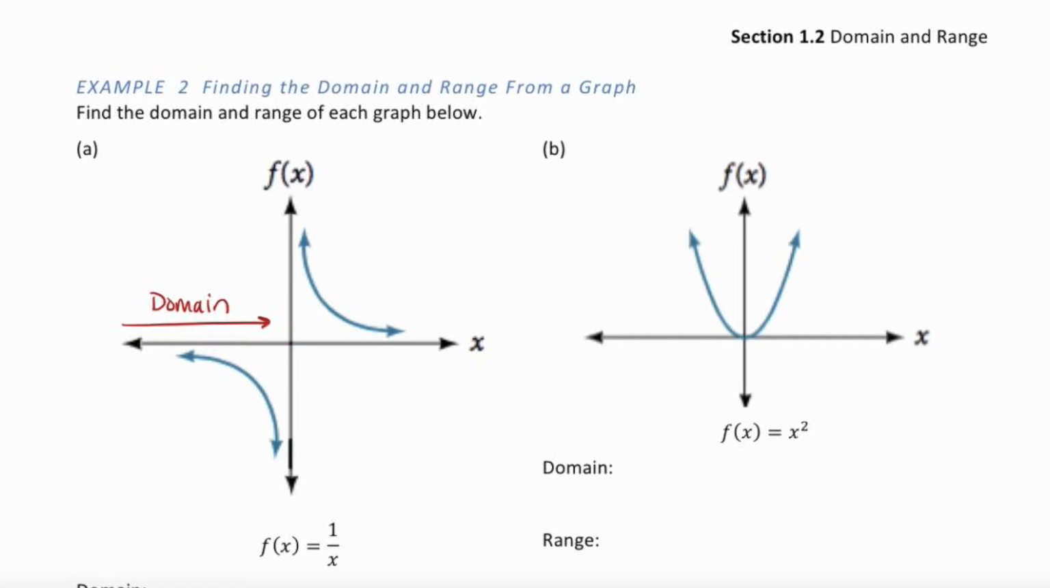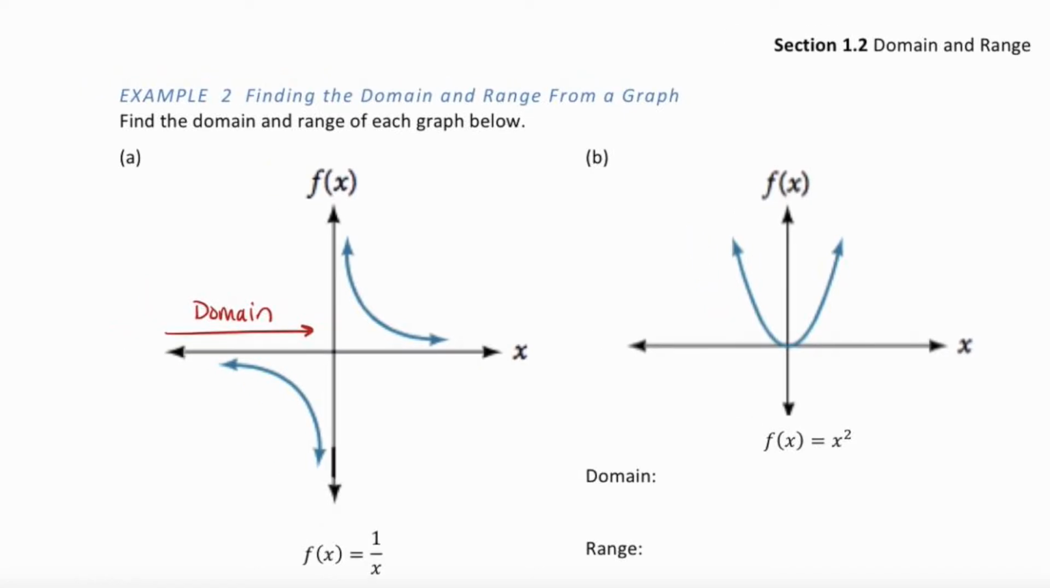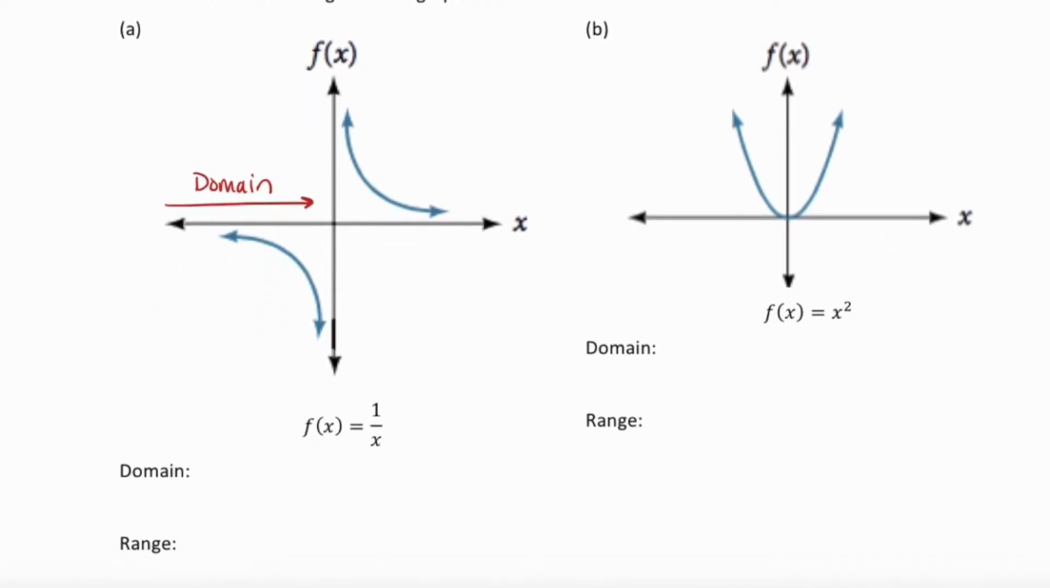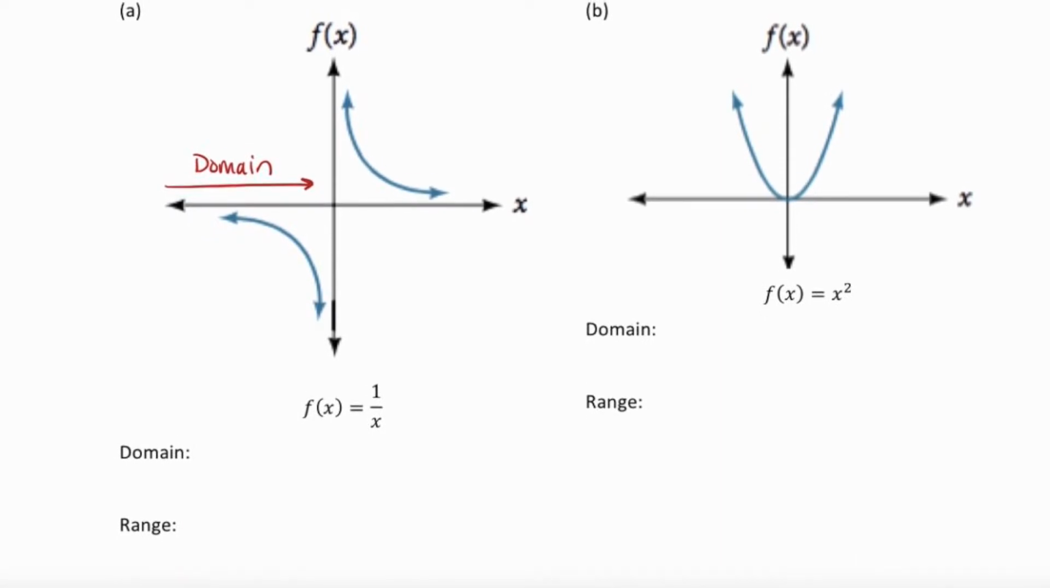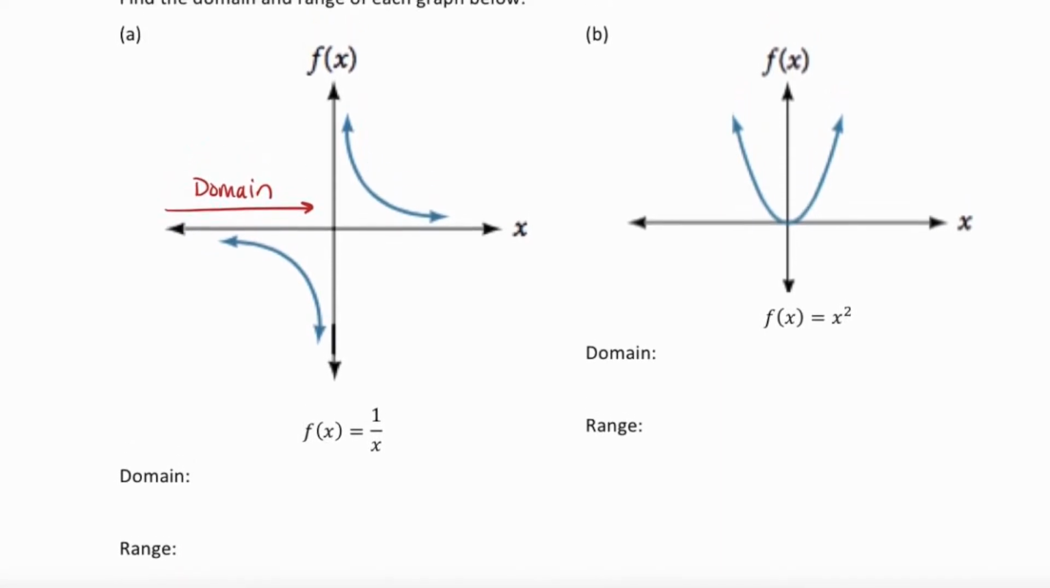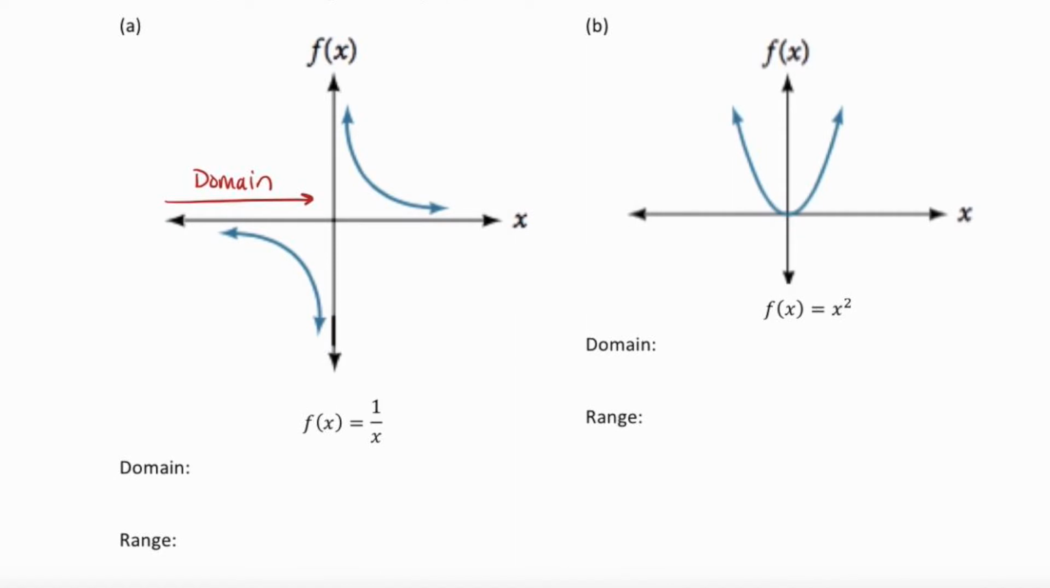So our domain, and actually I just realized I need to scroll up a bit. Here we go. Our domain for this example is going to be the set of all x such that x is not equal to 0. And in case you're curious, the function that represents this graph is right here highlighted in yellow. I'm going to unhighlight that since we don't need that now. We could find the domain using the function, but let's stick to using the graph.